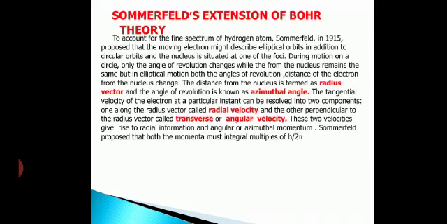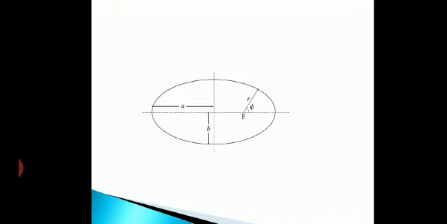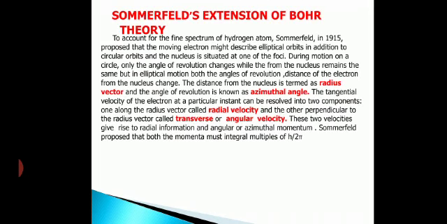The distance from the nucleus is termed the radius vector, and the angle of revolution is known as the azimuthal angle. Phi is the azimuthal angle, and we have two axes: one is the major axis, another is the minor axis, as you can see. When the electron is moving in its elliptical path, we have one radial velocity and one tangential velocity.